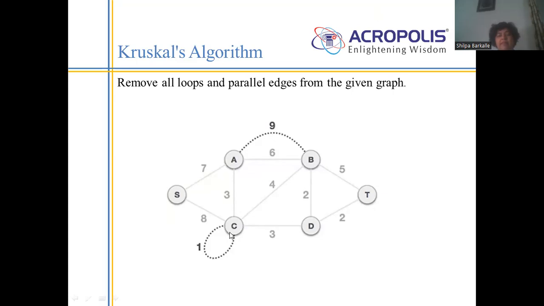Here, we can see that C is connected to itself by this edge. So we will remove this loop. Again, between vertices A and B, we have two parallel edges. One edge is AB, which has the weight 9. Another edge is again AB, which has the weight 6. So we will remove the loop, and also we will remove one of the parallel edges. Now, which edge should be removed? I think the answer is obvious.